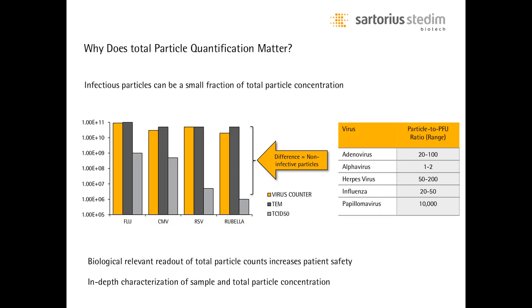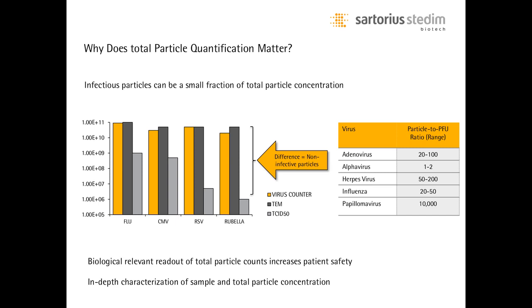Infectious particles can actually be a very small fraction of total virus count. Depending on the virus and also the manufacturing process used, the ratio of total particles to infectious particles can be between 1 in 2 and up to 1 in 10,000. You can see here on the left side also the quantification of 4 different viruses with 2 methods that look at total particle counts, the virus counter and electron microscopy. These are in comparison to infectious particles that are measured with TCID50. And you can see that there is a huge difference between those 2 metrics, and these are the non-infective particles inside the sample.